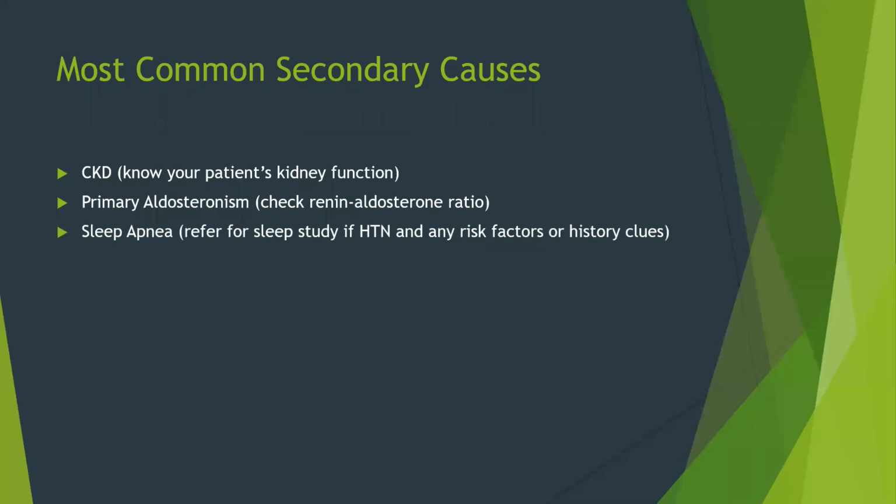Sleep apnea is another common cause that you can refer out for. If they have any risk factors, even overweight or obesity or history clues, just do it. They don't have to be positive on a STOP-BANG score, just anything concurrent with the hypertension. You can ask them to do a sleep apnea test.